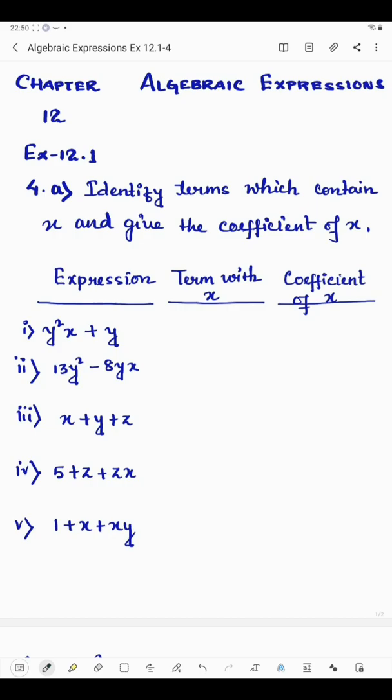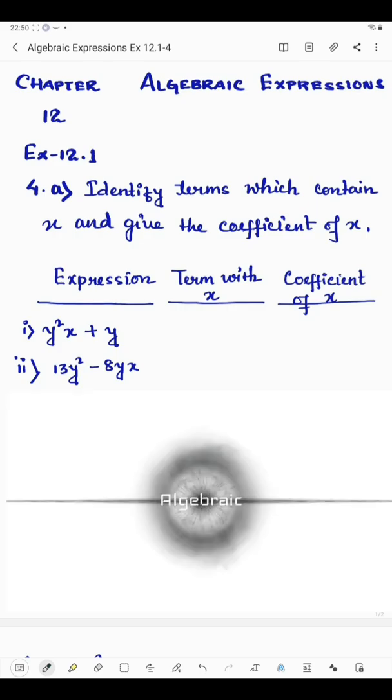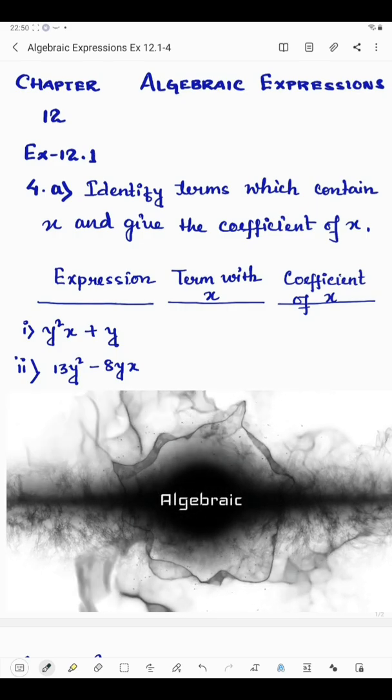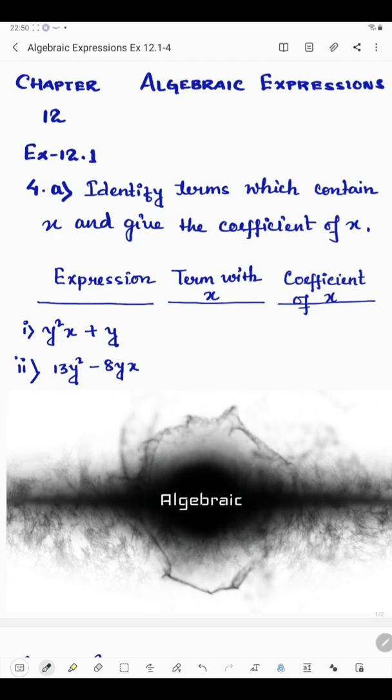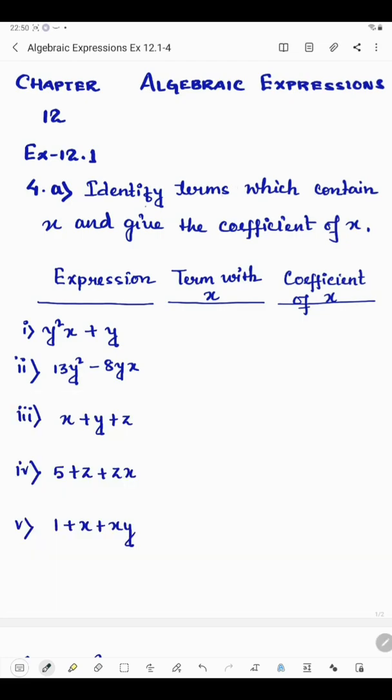Students, now I'm going to start question number 4 of exercise 12.1. In the first part we have to identify terms which contain x and give the coefficient of x. So here an expression is given. From the expression we will have to identify the term which contains x, and then we will have to find the coefficient of x.